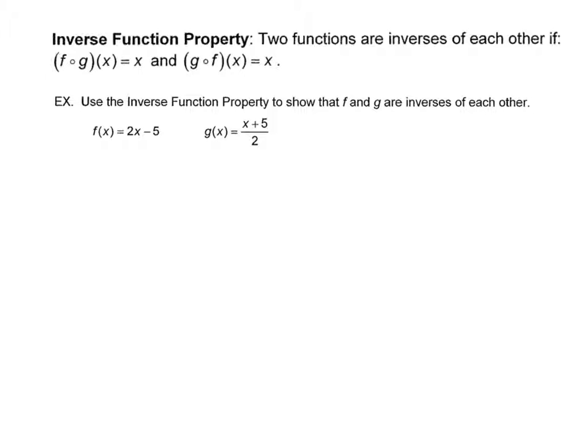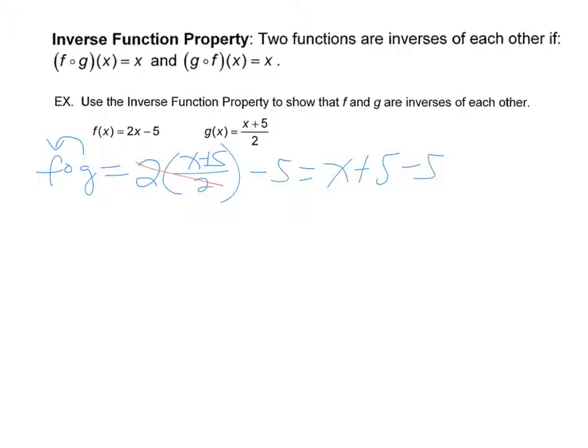So first we do f of g. And remember, when you do f of g, you plug the g function into f everywhere you see an x. So if I look at the f function, I have a 2, and then where the x is, I replace it with g, (x plus 5) all over 2. And then we still have minus 5. Now simplifying that, the 2's cancel, and you have x plus 5 minus 5. The 5's cancel, and you're just left with x. And that's what you want. That's what should happen, or you've done something wrong.